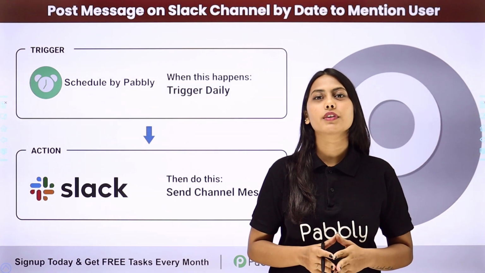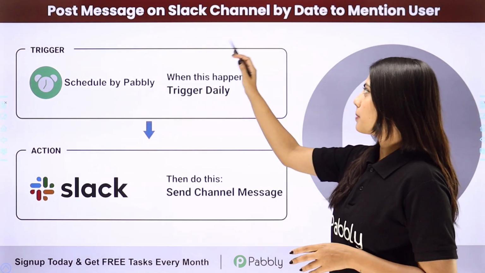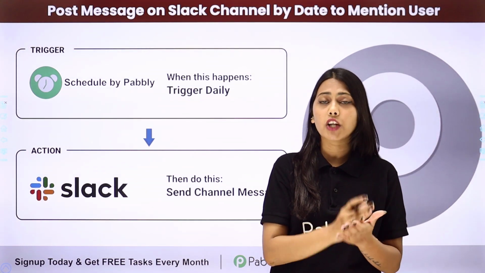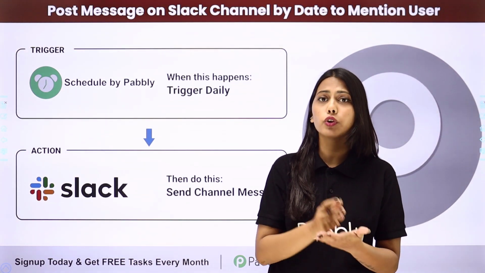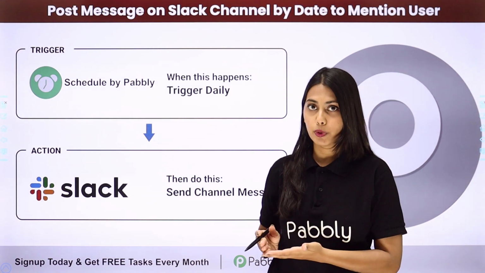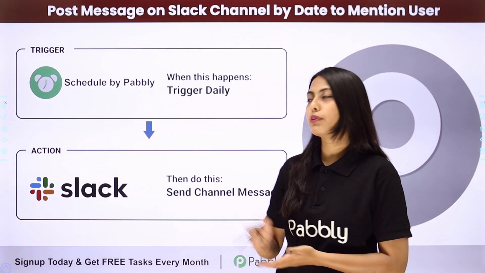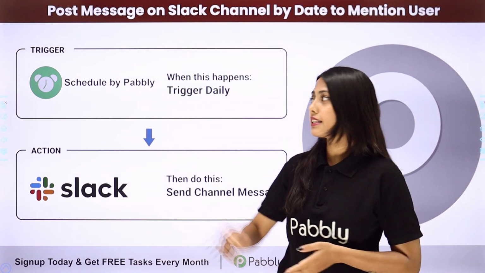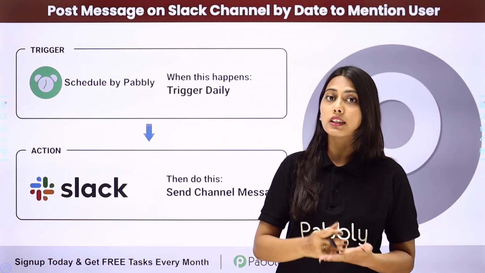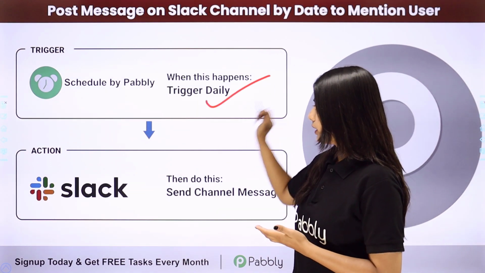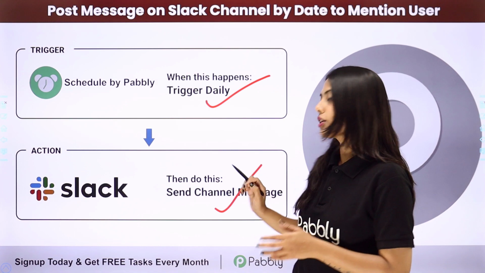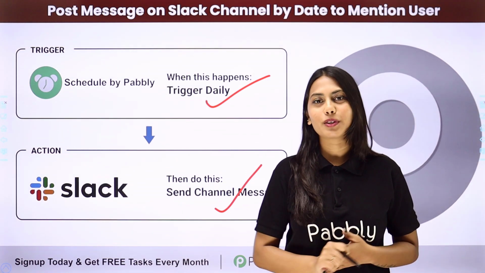Hello everyone, in this video we are going to learn how to post messages on a Slack channel by date to mention users. So if you want to send regular channel messages on your Slack channel to mention your users in your Slack channel group without fail, then you can take help from this automation that we are going to create using Pabbly Connect. Here our trigger will be Schedule by Pabbly, where you will trigger the automation daily, and our Slack channel is going to be our action where we will send channel messages on a daily basis. Let us learn how to do that.